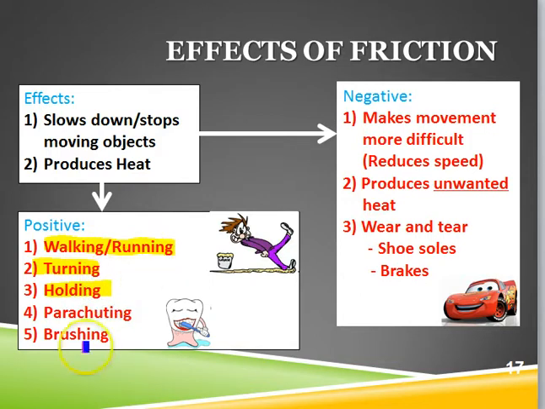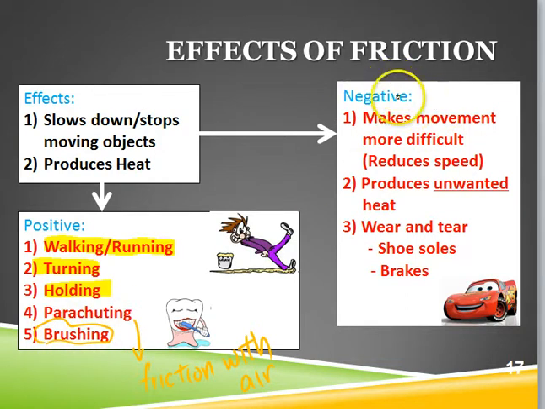Now, some of the higher level examples, for example parachuting. Without friction, a person will actually fall straight down. You are thinking, where's the friction? For parachuting, it's about friction with the air. When you open the parachute, the friction with the air causes the parachuter to slow down. Next one, brushing. What actually helps us remove some of the stains, some of the germs on our teeth is through friction. You're actually rubbing it off using your toothbrush. So friction occurs for brushing too.